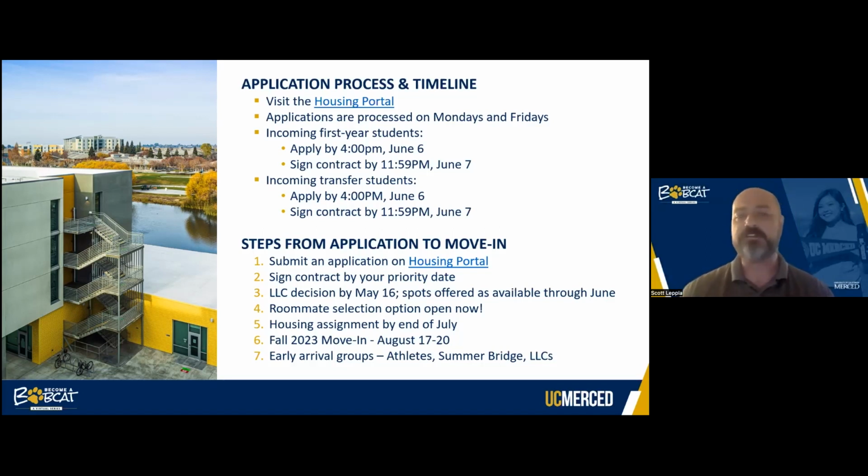You have to fill out some information about you and submit that. Then the next part is signing it. As long as you have submitted your application by 4 p.m. on June 6th, we're going to turn around and make an offer to you. So you'll get an email, or you can just go back and visit the portal on June 6th, and you should see an offer of housing, and you will then be able to sign that contract. As long as you've done that by June 7th, we'll be able to house you on campus for your first year. So transfer students, you have the same timeline.